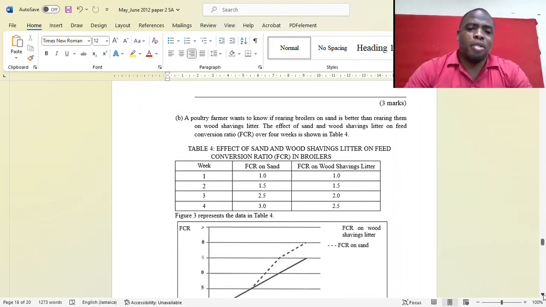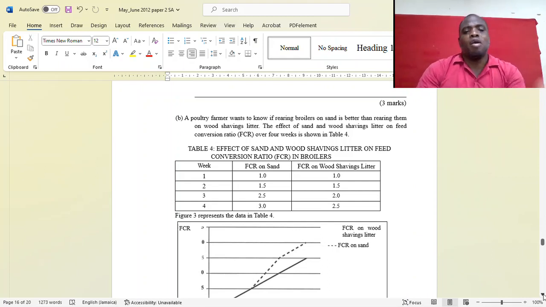A poultry farmer wants to know if rearing broilers on sand is better than rearing them on wood shavings litter. And we know litter, two times we meet up on litter in agriculture. Litter is the group of animals born at the same time from a female, so I talk about the litter for a pig. And we also talk about litter when we're dealing with poultry, and that is the substance that we use as the bedding for the chickens.